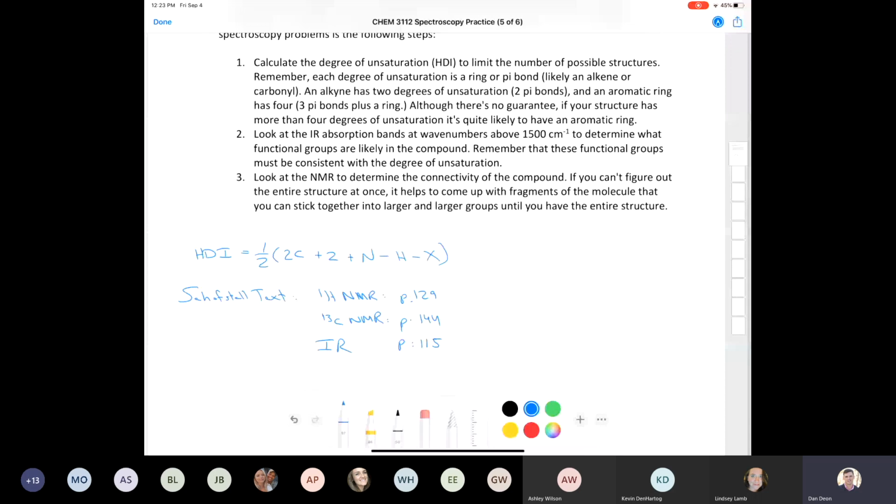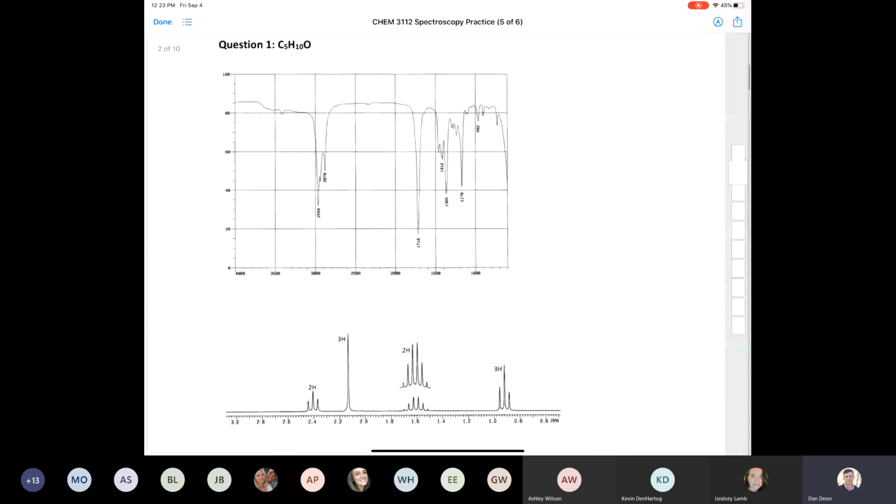So I'm going to have to leave it this size, I guess. Hopefully it'll all fit on the screen like that. We're given a molecular formula. You can see we have a beautiful IR here, and we also have a proton NMR here. And I think the first thing that we should do is calculate the HDI of the compound of interest.